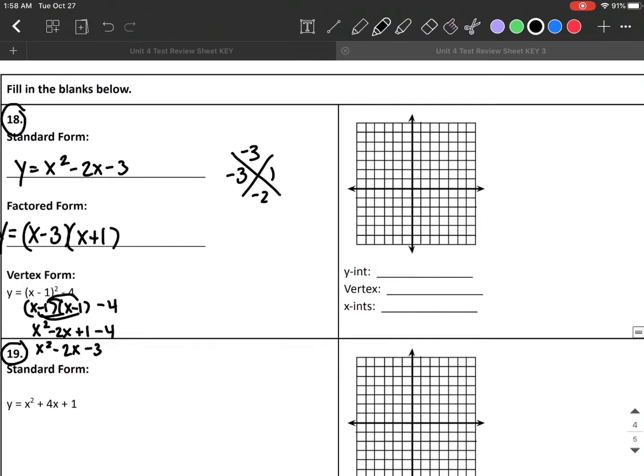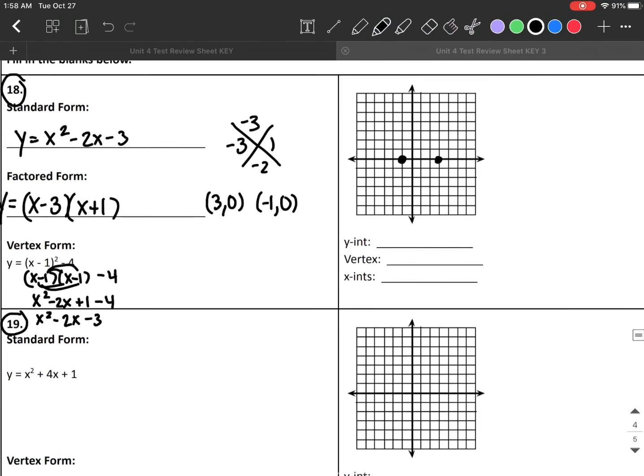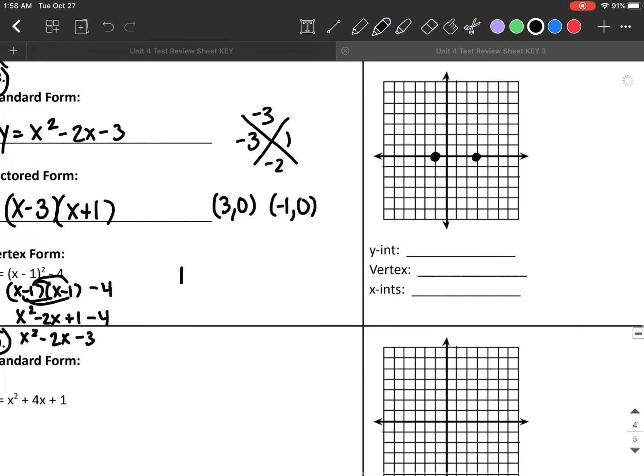So I have two x-intercepts. I have (3, 0) and (negative 1, 0). So I'm going to plot those, (3, 0) and (negative 1, 0). And then I also have the vertex from the vertex form. It's (1, negative 4), and I'm going to plot that, (1, negative 4). And then I connect these.